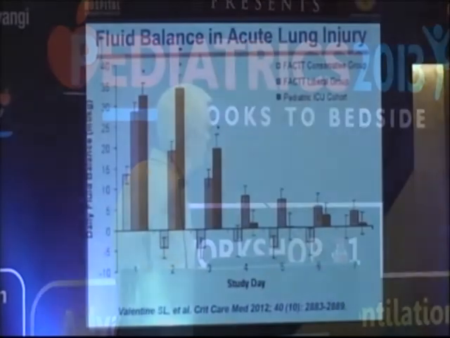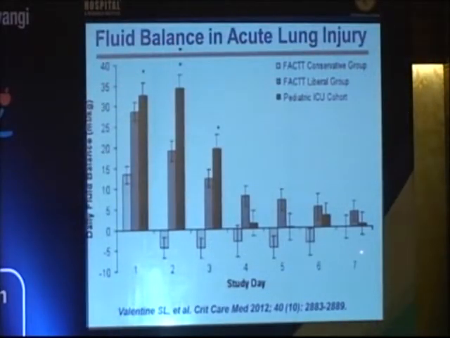So first here is days on mechanical ventilation, and on the y-axis, the daily fluid balance in terms of milliliters per kilogram. The first bar is the adult patients on the FACT conservative fluid strategy, those on the liberal fluid strategy, and then a similar cohort of pediatric patients, the way that we as pediatric intensivists would care for these patients.